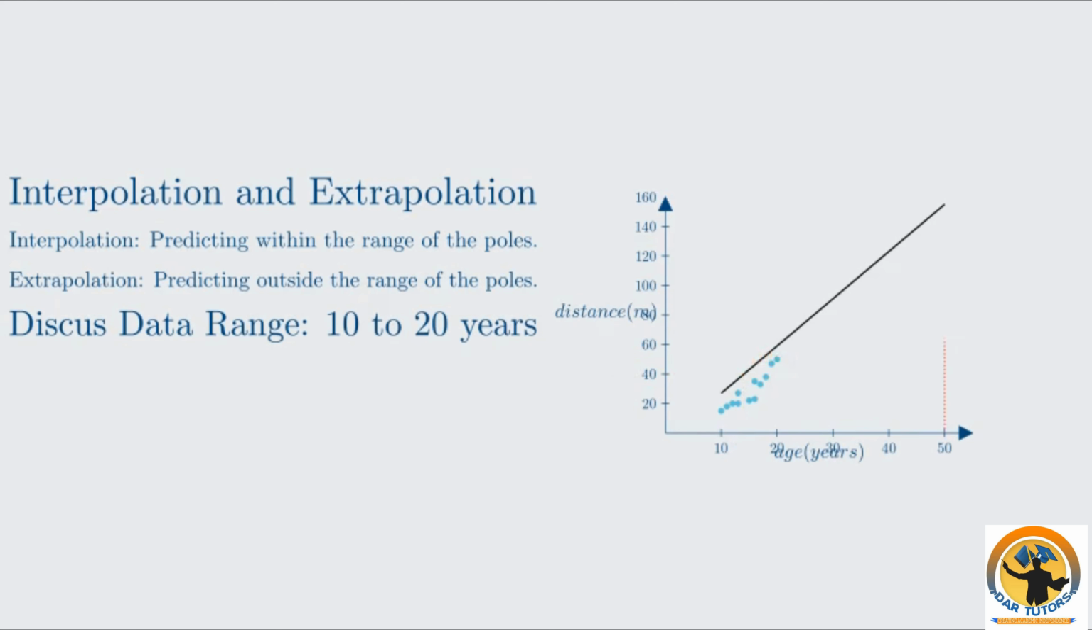However, let's consider extrapolating. If we use this same line of best fit to predict for a 50-year-old, the model predicts they would throw 144 meters, which is almost double the current world record. This is a clear indication of an unreliable extrapolation. Always be cautious when predicting outside your data range. We have now covered the main theoretical components of bivariate statistics. Let's practice with some IB-style questions.